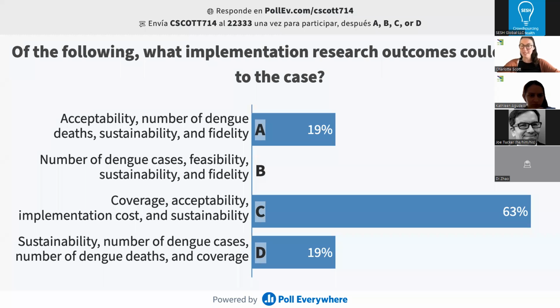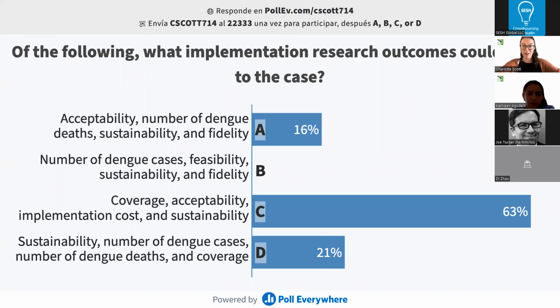So this is a tricky question since a number of these constructs could apply to the present case. But remember what we said earlier about how implementation research outcomes are not equivalent to health outcomes. In three of these answers, A, B, and D, we can see the number of dengue cases or number of dengue deaths. These are both classified as health outcomes. So this third option is the only one that actually only has the IR outcomes.